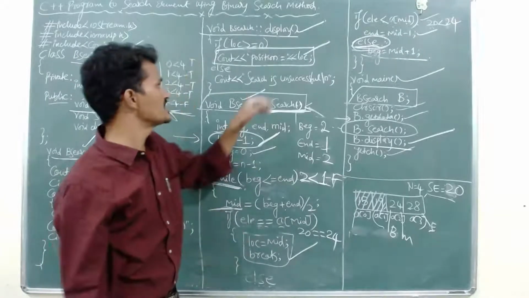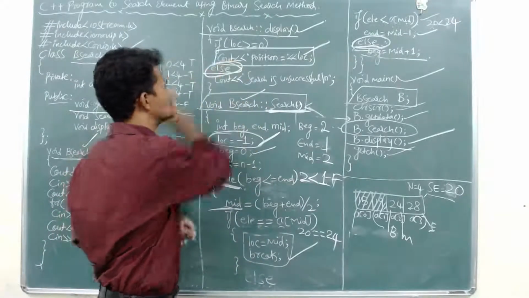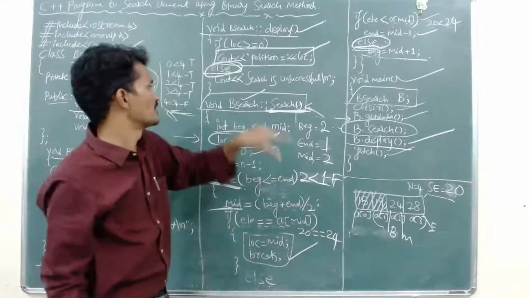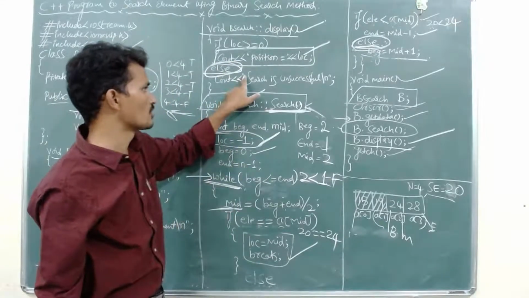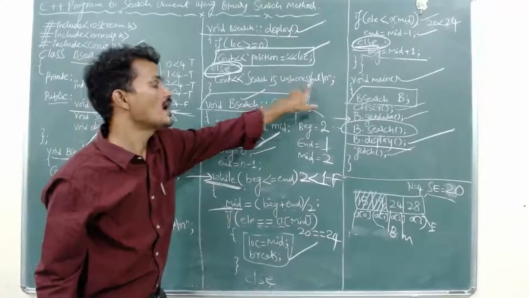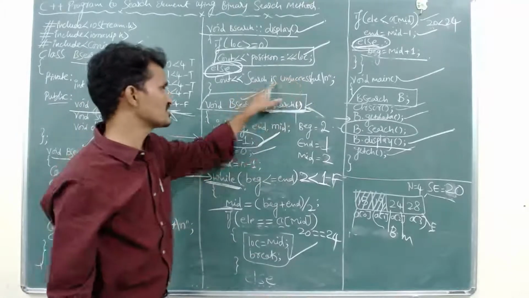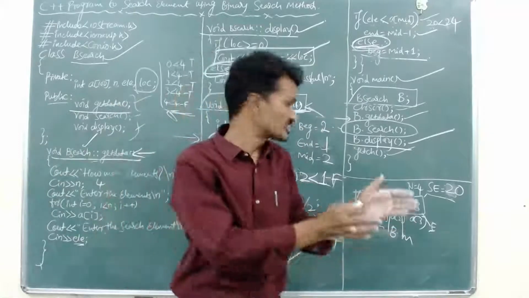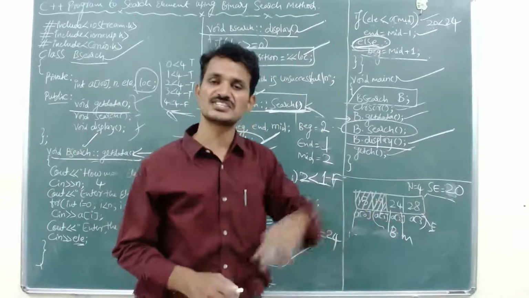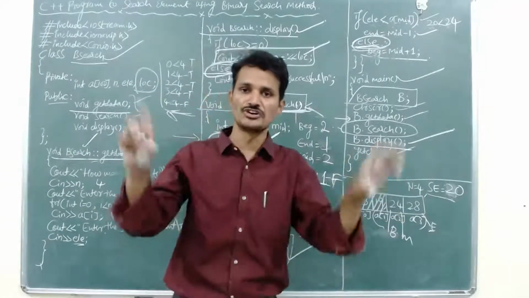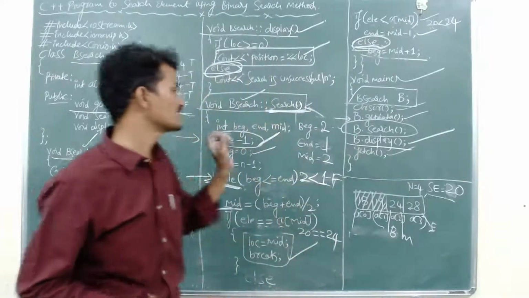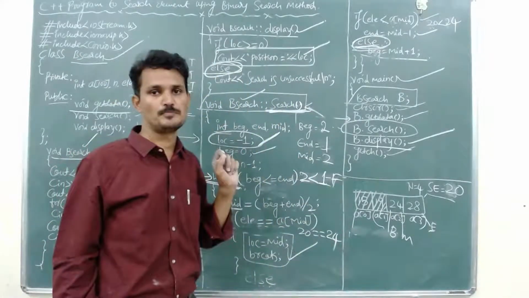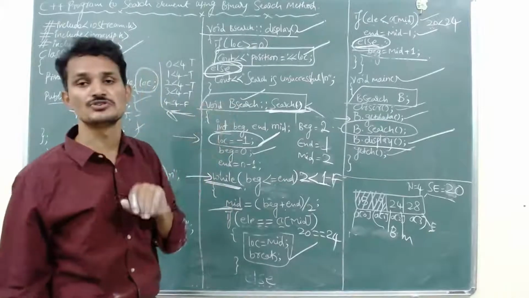The condition is false, so I am going to execute the else part. That is your string inside the double quotation marks: search is unsuccessful. That means you are searching for 20, but 20 is not present in the list. That is why it displays an appropriate message, search is unsuccessful. This is how it is going to execute.